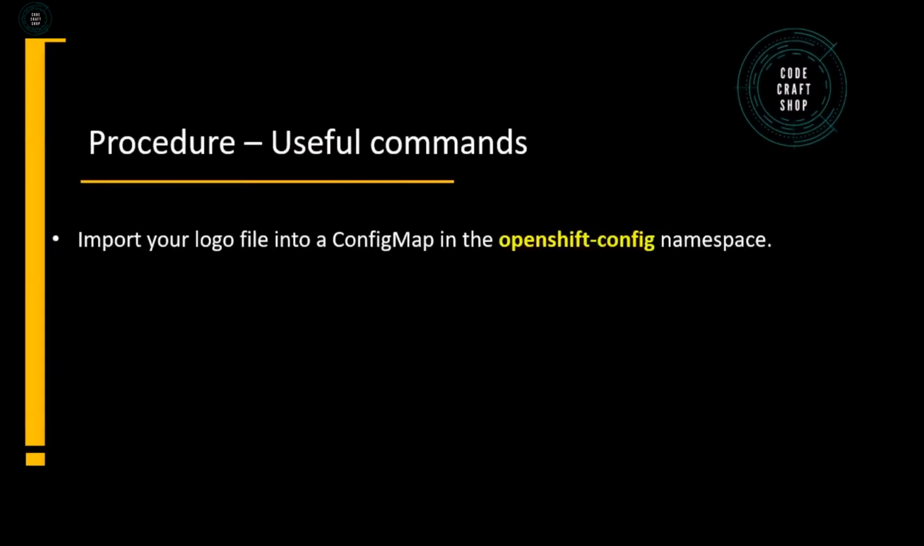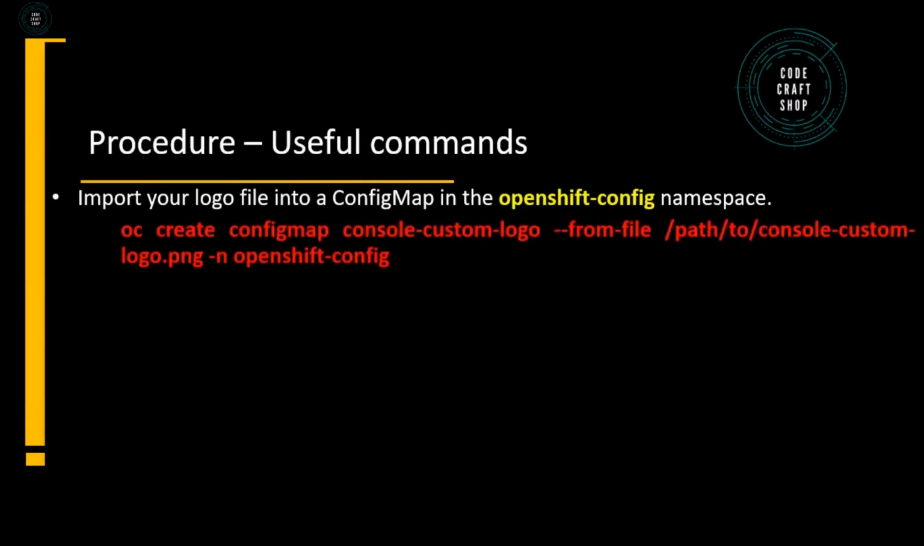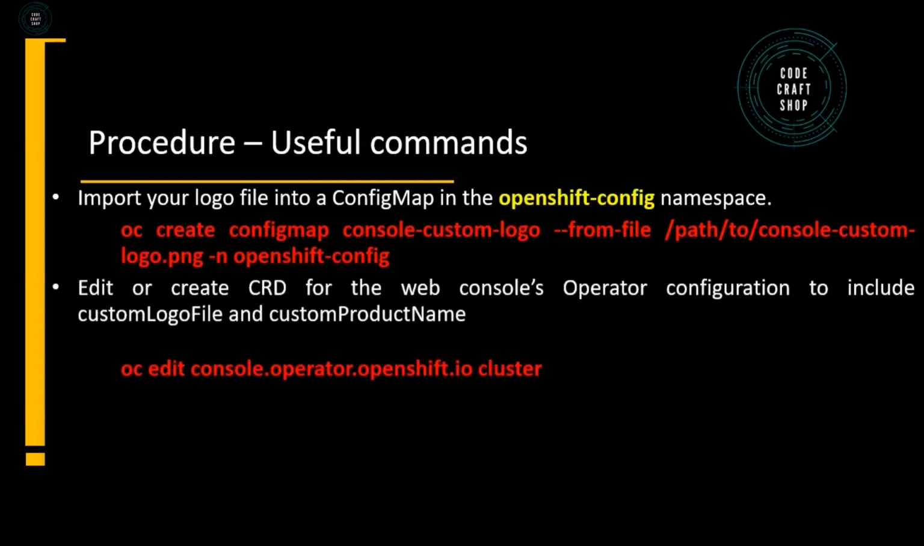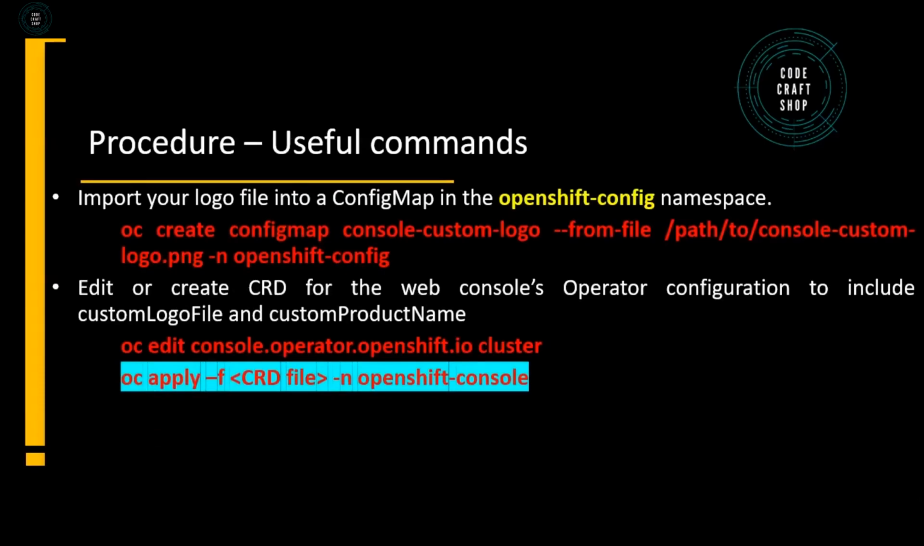Before moving on to the demo, we have certain commands that need to be taken care of. These commands should be used when we change the logo and the product name. The first command is to create a config map, which means we will load our custom logo in a config map, and then we will edit this resource, console.operator.openshift.io, on the cluster. The other option that we have is to apply a custom resource template.